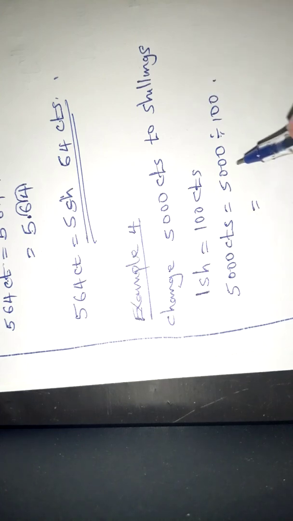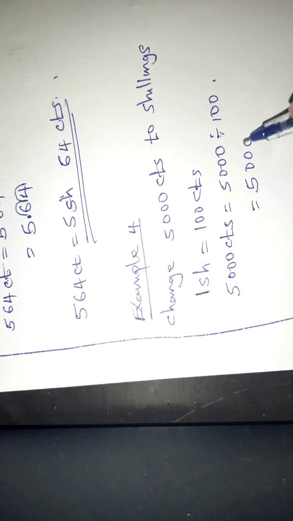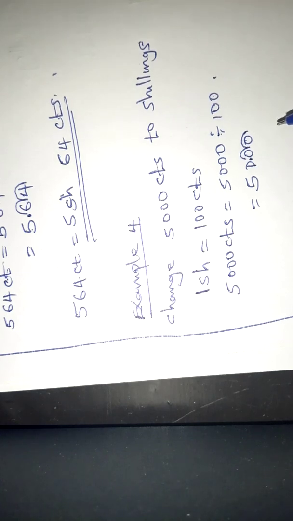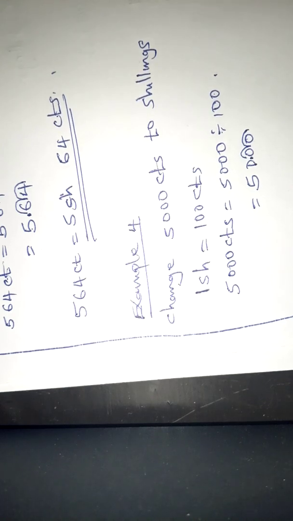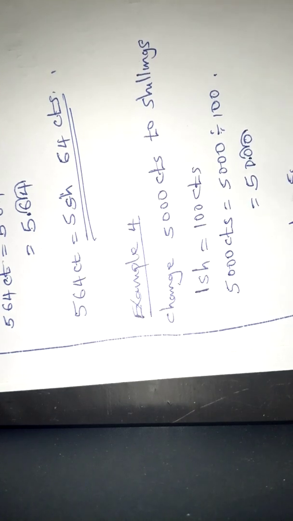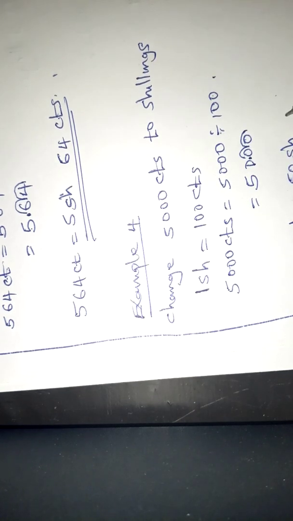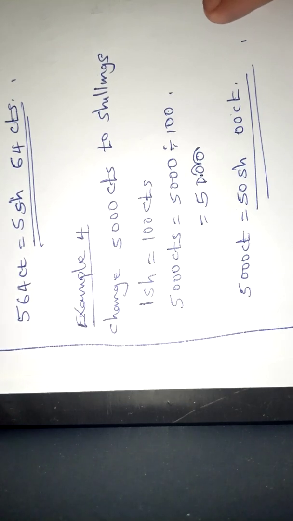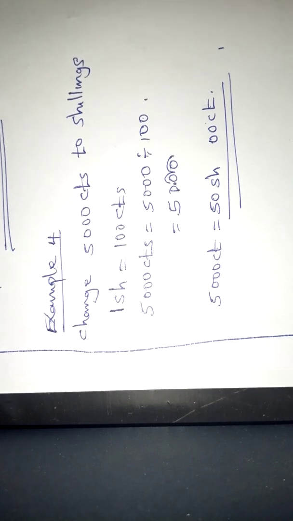This is equal to, I told you write this one the way it is, 5000, count two decimal places from behind. 1, 2, put a point there. So this means that these are 50 shillings and 00 cents. So our final answer will be 5,000 cents is equal to 50 shillings and 00 cents. This is our answer there. Are we together there?